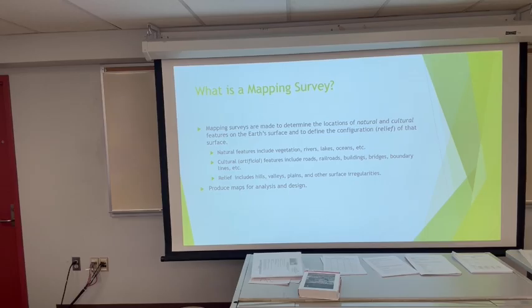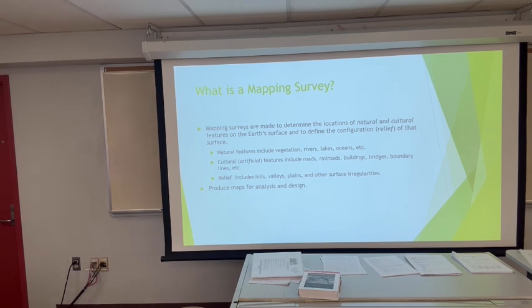Natural features are listed here, not all inclusive. There are many other things. Natural features include vegetation, rivers, lakes, oceans. Vegetation could be tree lines, the outline of a woods. If you're out on farms doing surveys, it could be differentiating between a plowed field and the yard. Rivers, creeks, streams, ditches, essentially anything that would be related to drainage in some way or another.